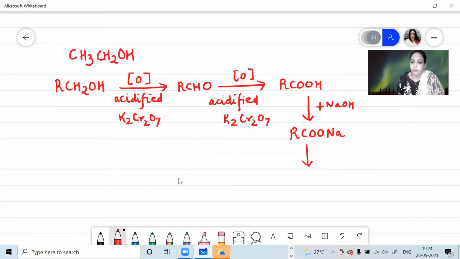Now this sodium carboxylate salt, when it is treated with soda lime. Now what is soda lime? Soda lime is a combination of NaOH and calcium oxide. So when we take NaOH and calcium oxide, this mixture is known as soda lime. And this, when treated with your sodium salt of carboxylic acid, shows the mechanism of decarboxylation. Decarboxylation means elimination of CO2 group. And here this group is eliminated in the form of sodium carbonate, and you get an alkane which is RH.